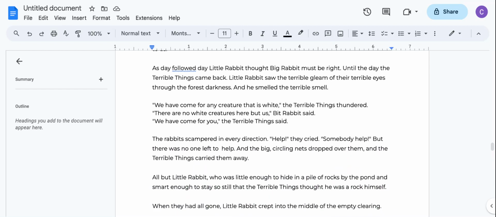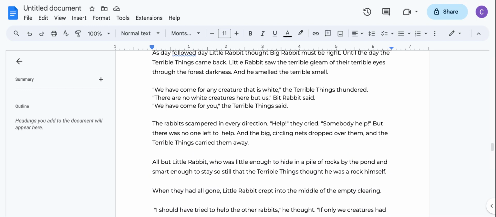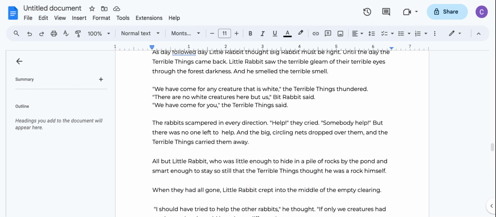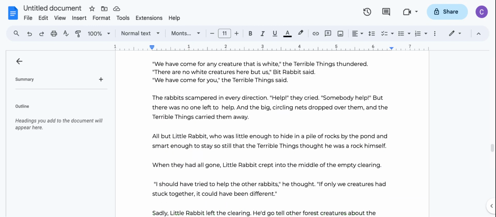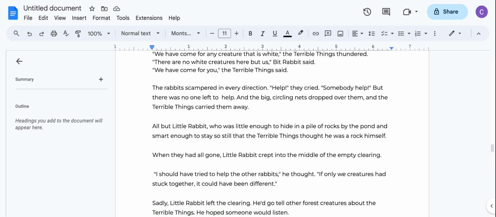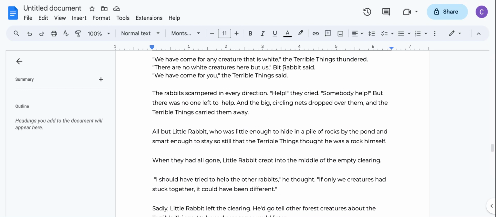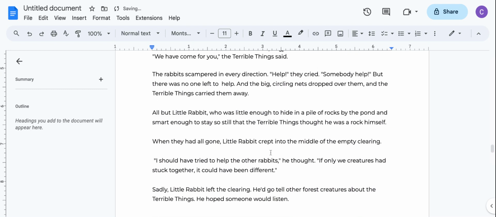Little Rabbit thought Big Rabbit must be right, until the day the terrible things came back. Little Rabbit saw the terrible gleam of their terrible eyes through the forest darkness, and he smelled the terrible smell. We have come for any creature that is white, the terrible things thundered. There are no white creatures here but us, Big Rabbit said. We have come for you, the terrible things said. The rabbits scampered in every direction. Help! They cried. Somebody help!